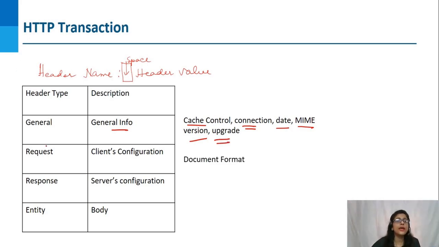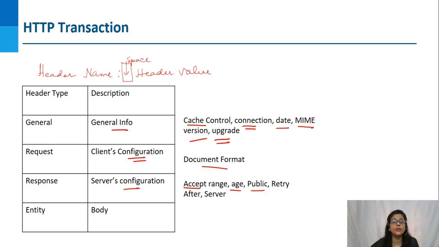The request header type gives basically the document format of the client's configuration. The response header type gives the server's configuration in the form of accept range, then the age of the document, then the public, how long will it be public, then retry after, and server information.